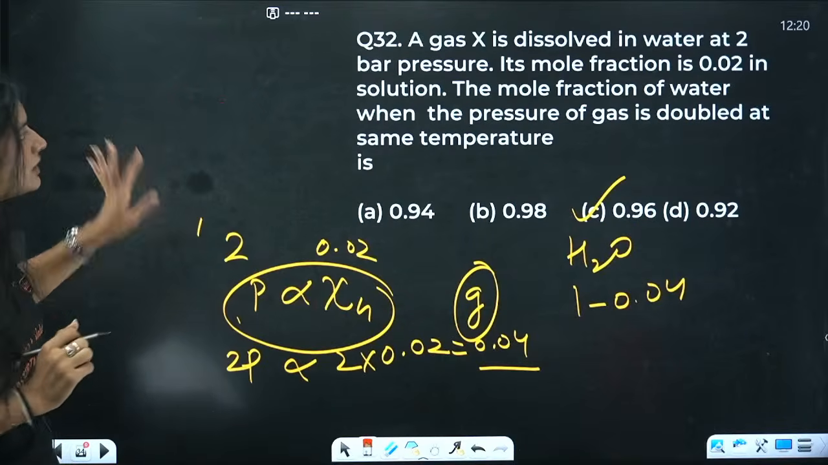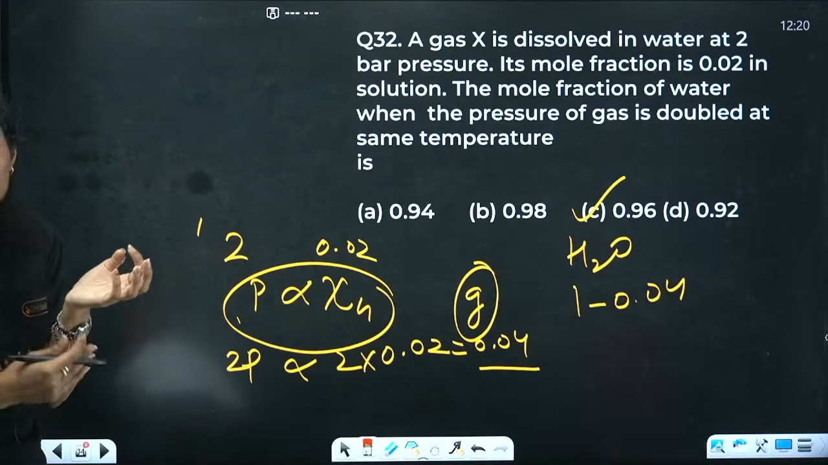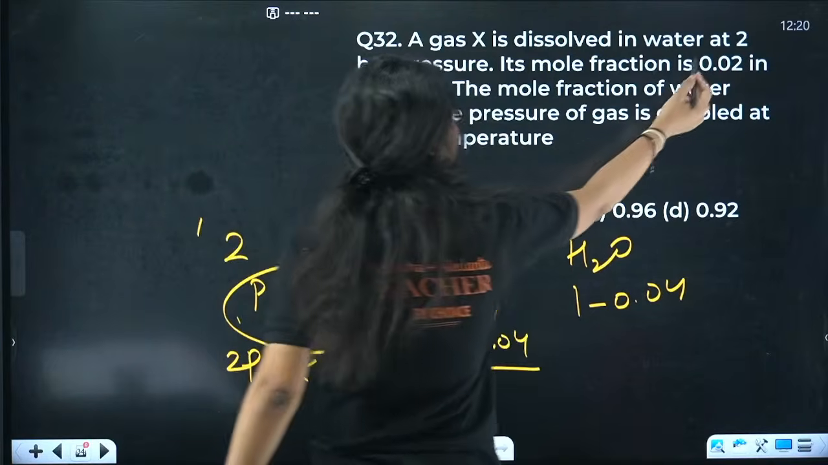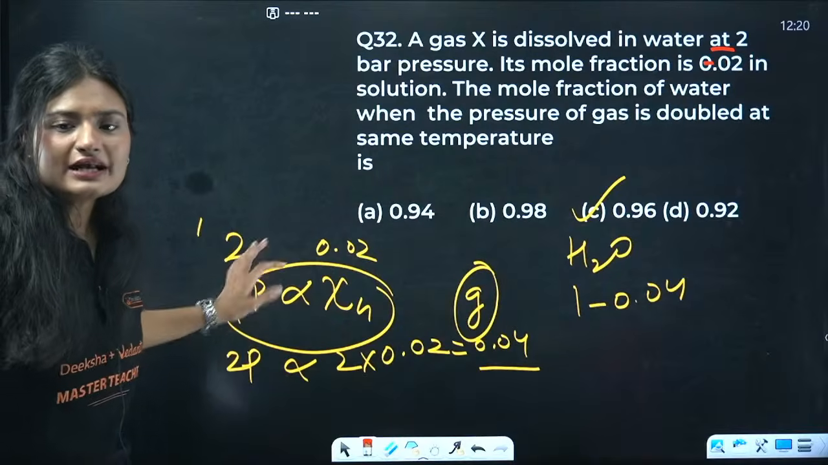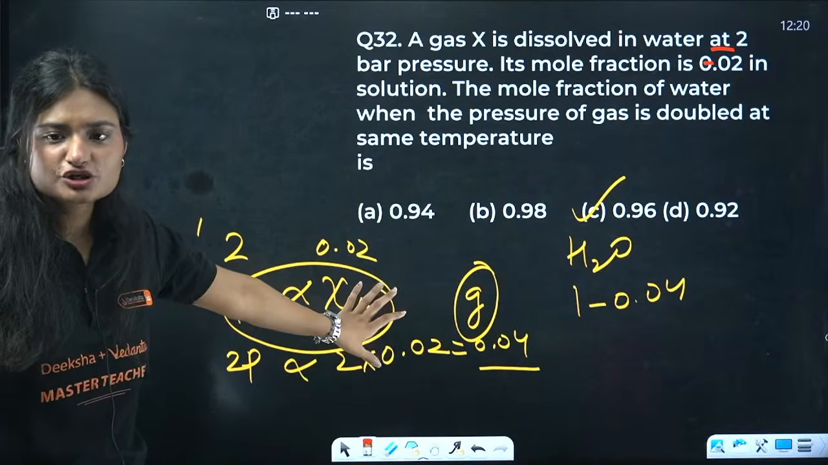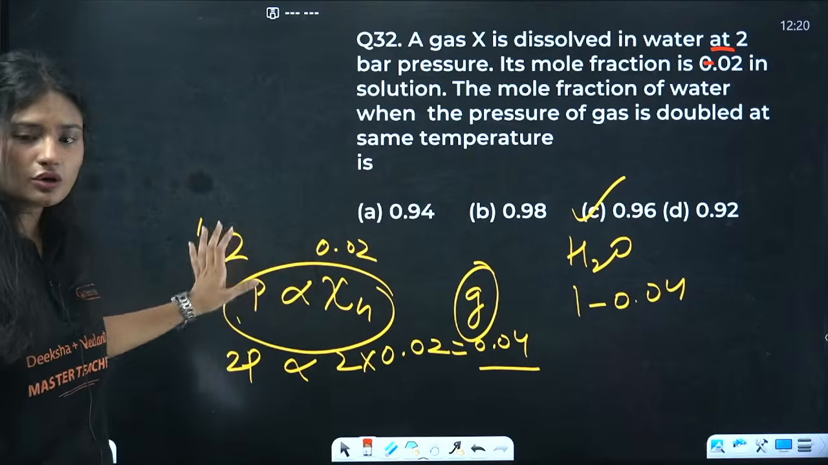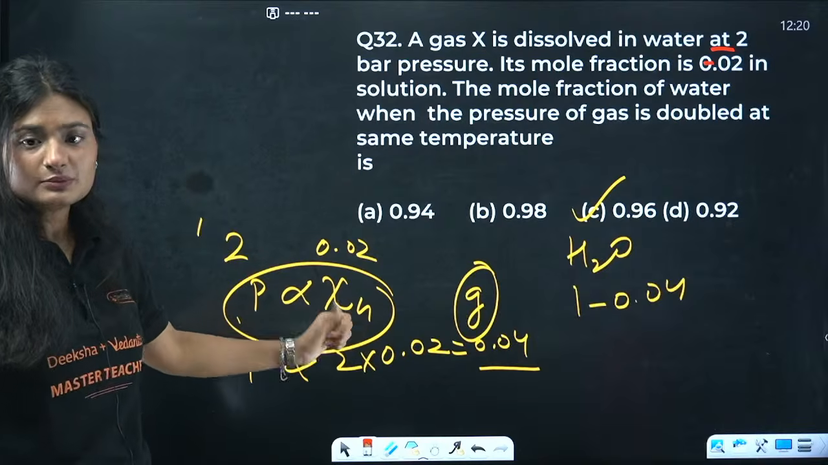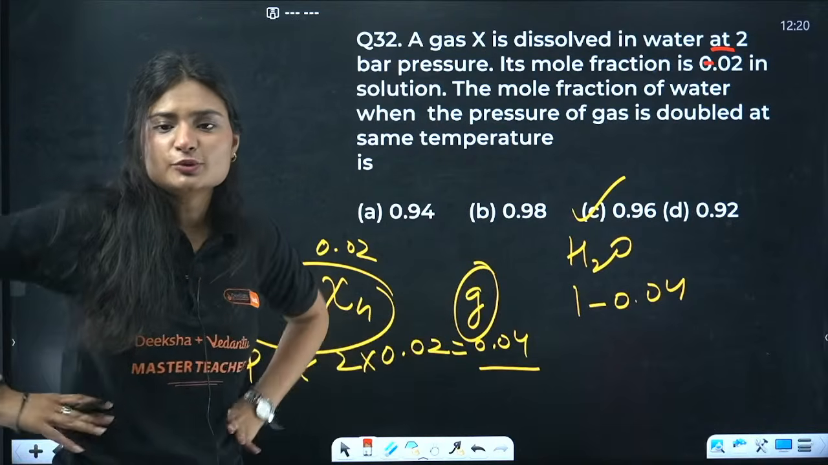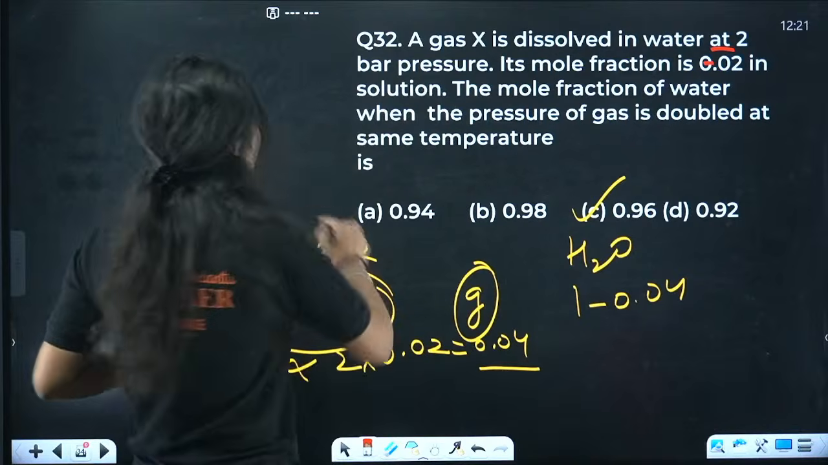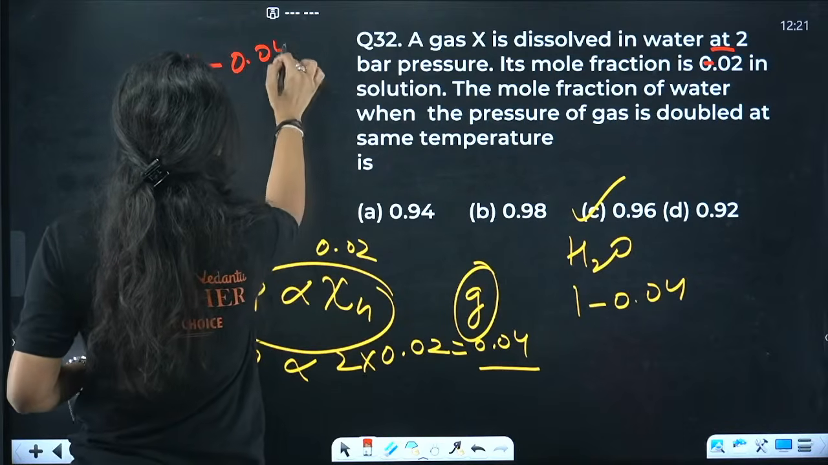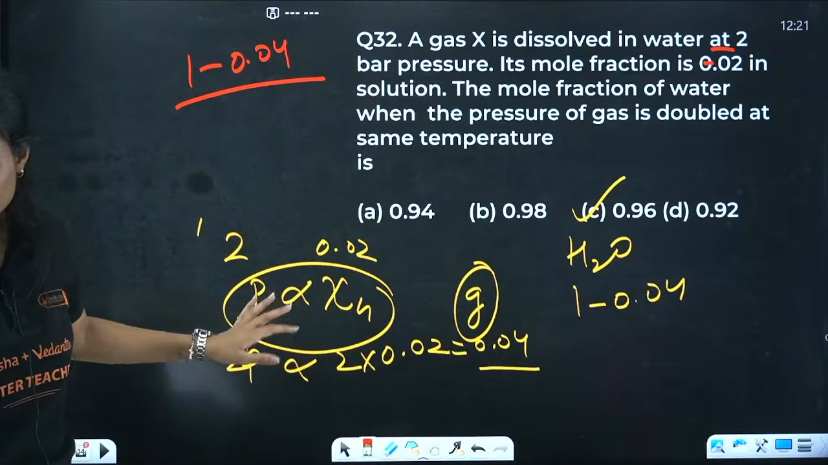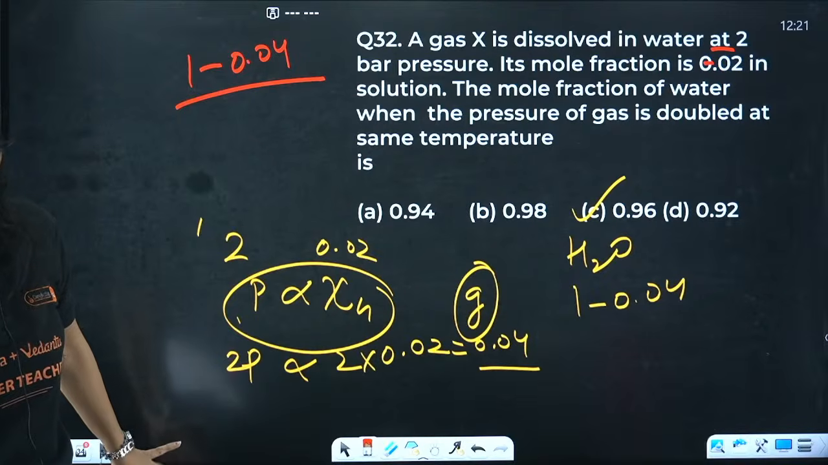Okay, next question. When you try to dissolve a gas, the mole fraction of water is asked. So we can calculate the mole fraction of gas, right? At 2 bar pressure, the mole fraction of that gas is 0.02. Again, Henry's law. If I double the pressure, the mole fraction will also double. Mole fraction will be 0.04. Now this is the new mole fraction. We are asked the mole fraction of water. Mole fraction of water will be 1 minus 0.04, that is 0.96. Remember, this is your Henry's law. Most of them were theoretical.